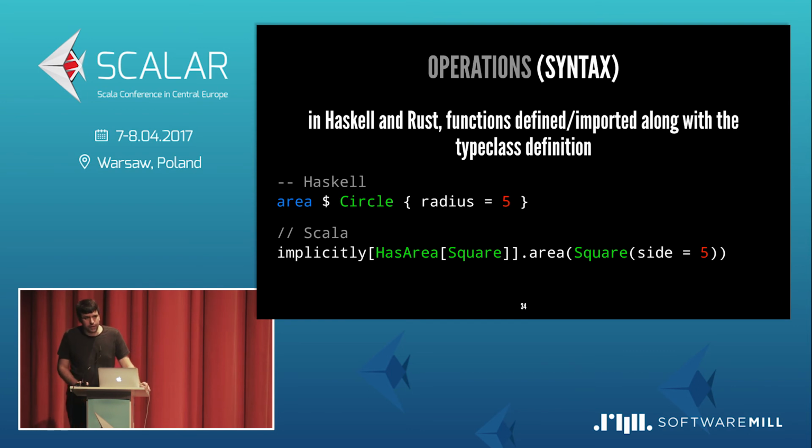So we saw before that we need to do some ceremony to be able to call area directly on a certain object that supports a certain operation in Scala. If you don't do that ceremony that we talked about before, you end up having to say implicitly, get the instance of the type class, and then call area and pass it the parameter you wanted, which is not ideal. In comparison, in Haskell and Rust, you end up having those functions defined and imported along with the type class definition.